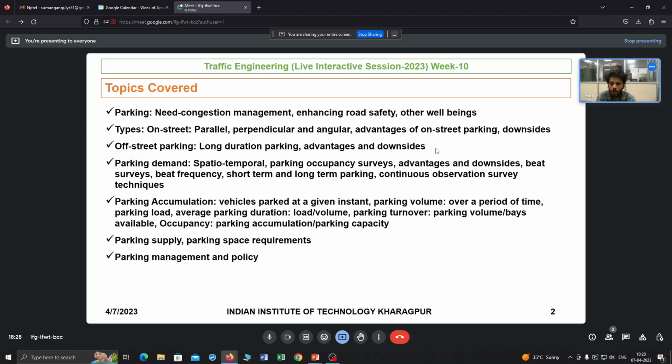So now let's look into some details. Whenever you want to plan for parking, there are two things: one is parking supply, another is parking demand. So what is parking supply? Parking supply means how much facility is available in terms of on-street as well as off-street, assuming that both types of facilities are available at that particular location.